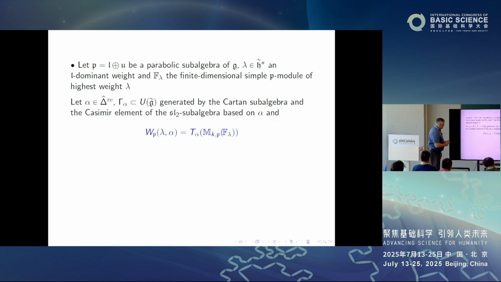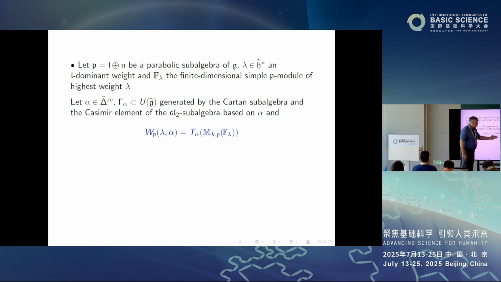Okay, now to describe one more property of these modules, let's stay with the same parabolic subalgebra of finite dimensional G as before. And let's choose lambda to be L dominant, and choose F lambda to be a finite dimensional simple P module. So it's just a finite dimensional L module extended to a P module structure with a trivial action of U. Then we can consider induced module, right?